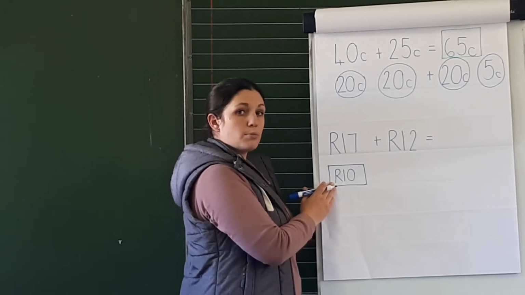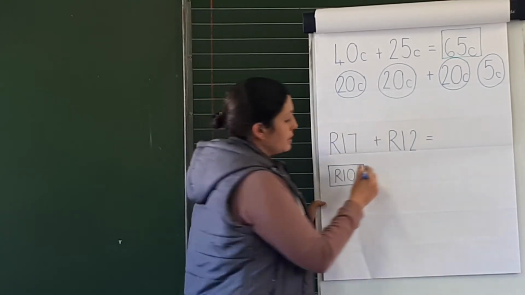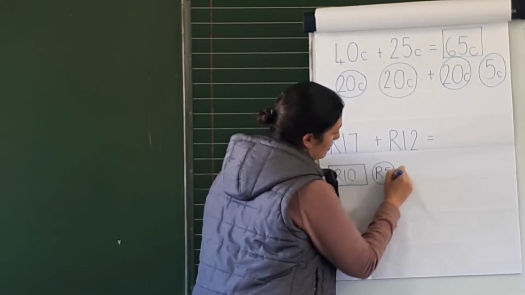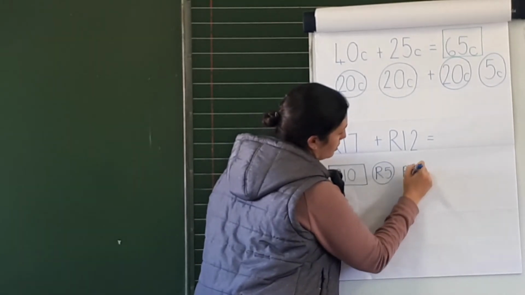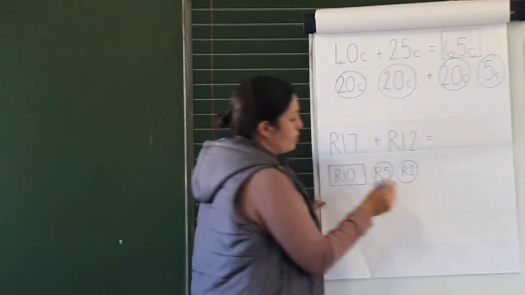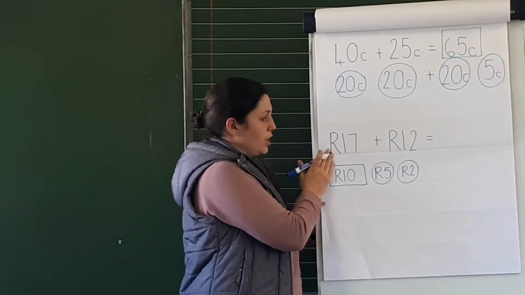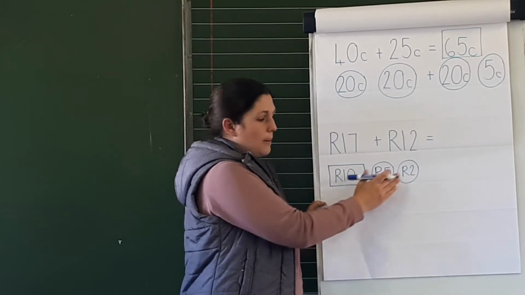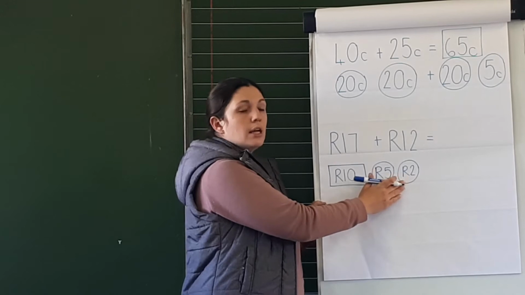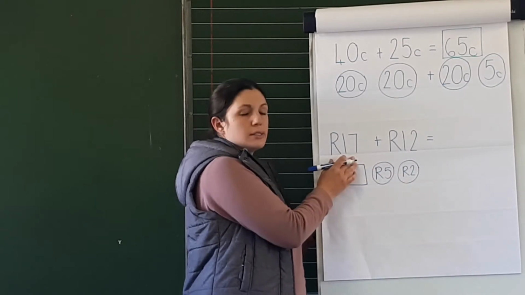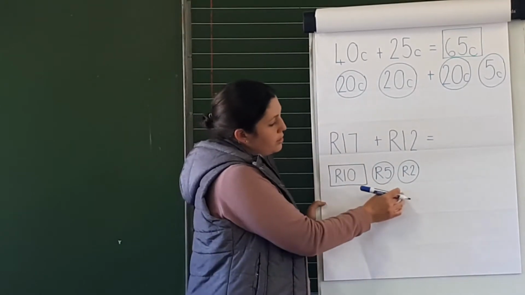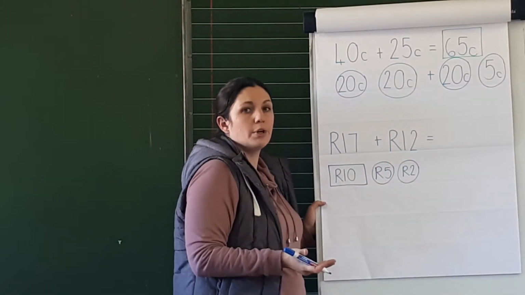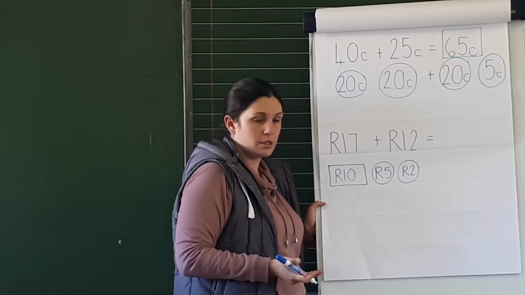Now the quickest way to make up 7 rand is a 5 rand coin and a 2 rand coin. So now it's important that you go back and you check that you've made 17. So 10 and 5 is 15 plus 2 is 17. If you didn't know that 5 and 2 make 7, you could say 2 rand, 2 rand, 2 rand, and 1 rand. You could even draw 7 1 rand coins, but that's not the quickest way of doing this.